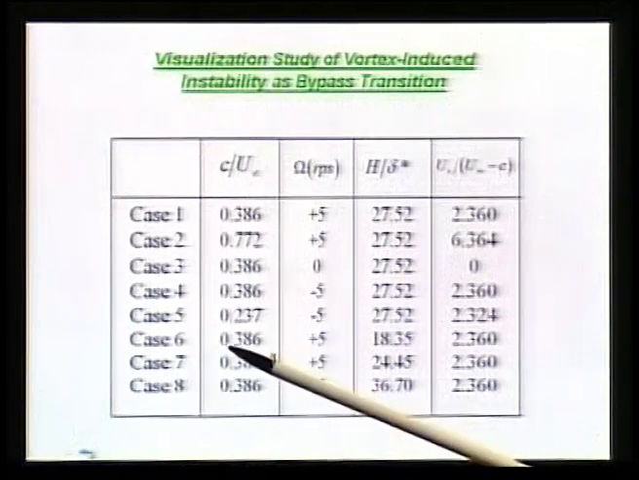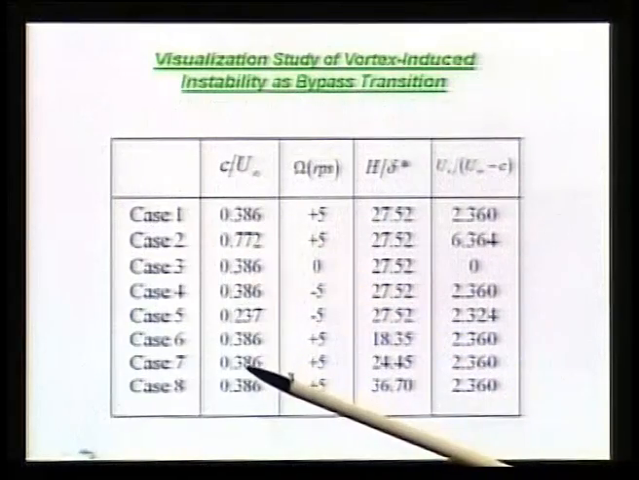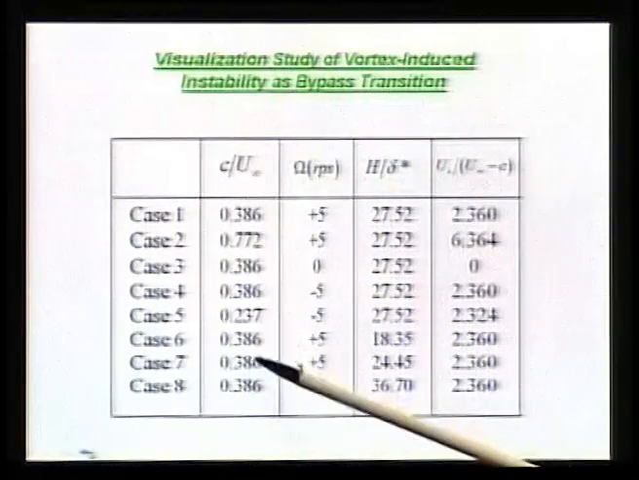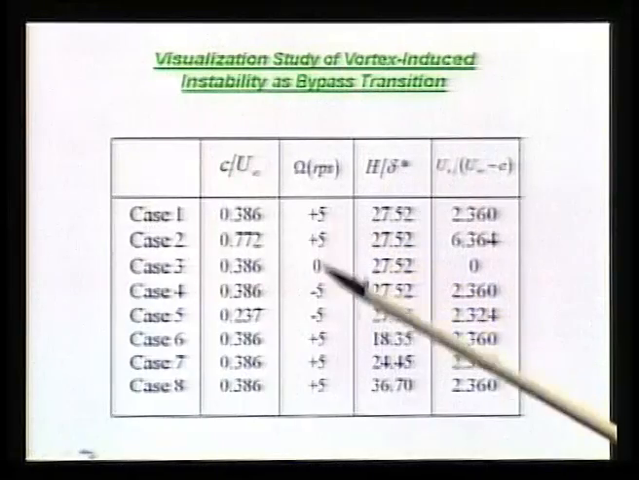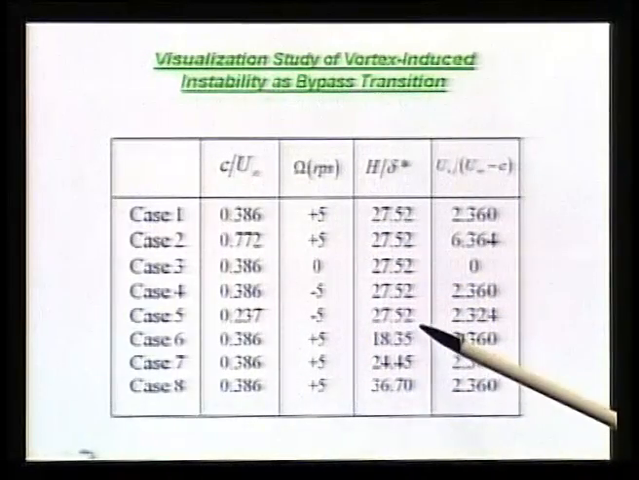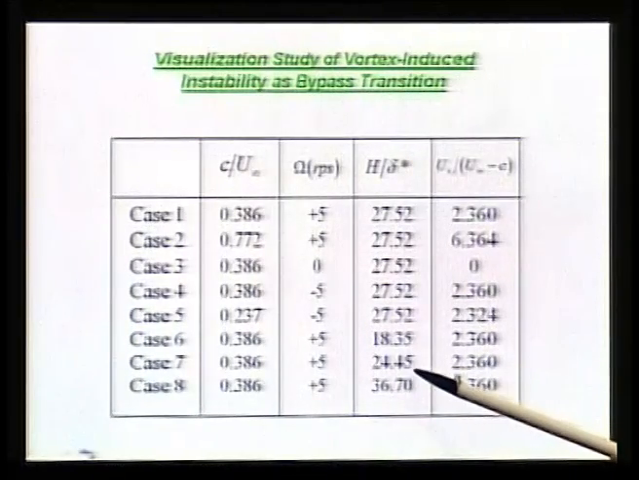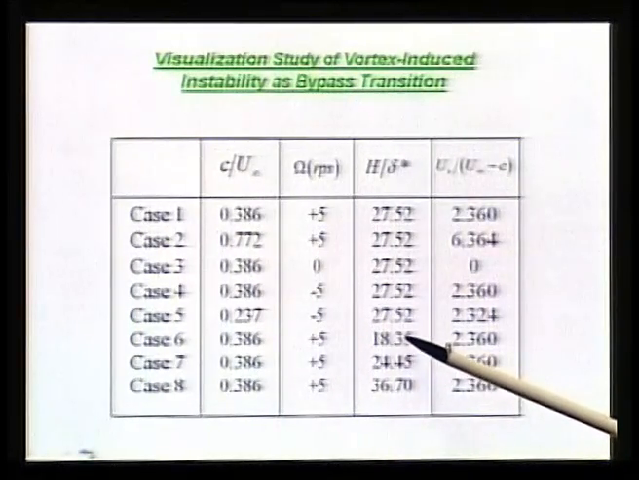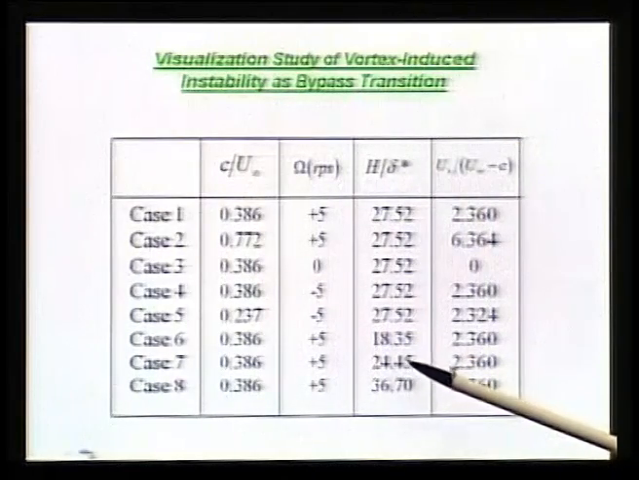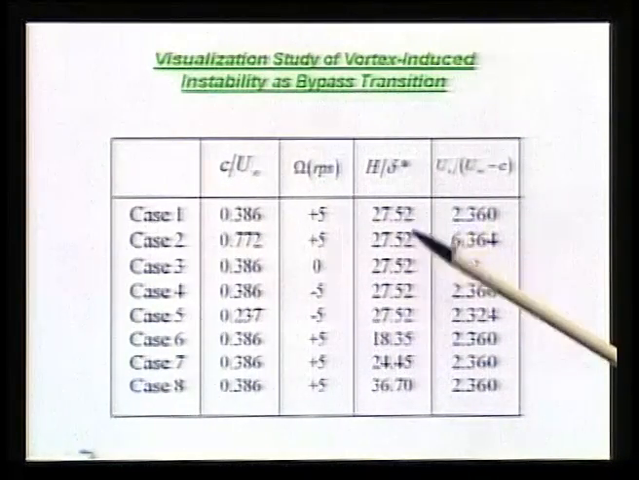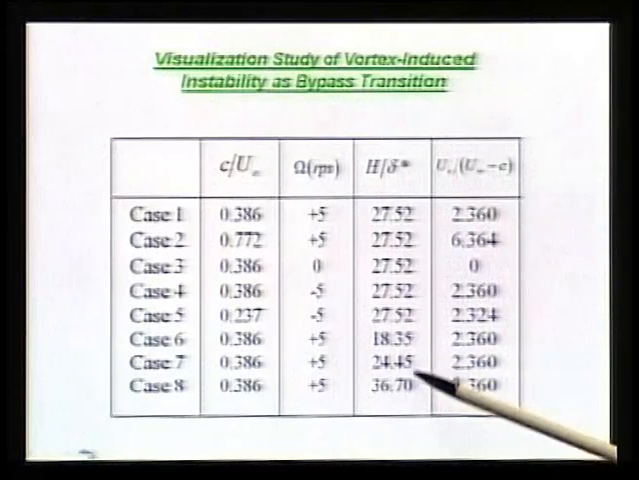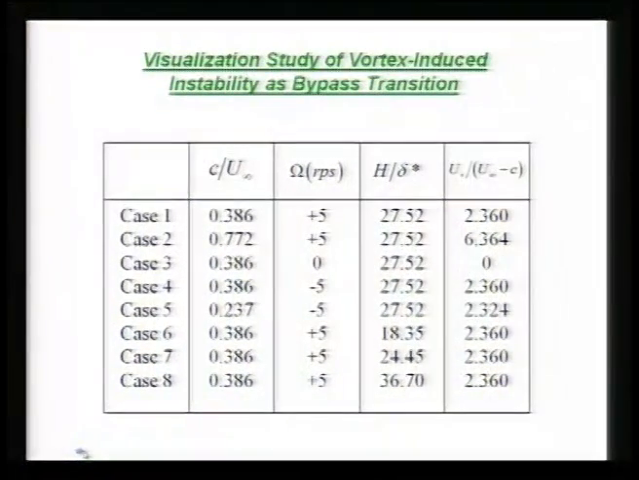The last 3 cases were the same as the first case because the convection speed is kept the same and the rotation rate of the cylinder is kept the same; it is only the distance that was varied, and there were 3 such cases. In one case it was brought closer, in another case somewhat closer to the plate, and in the last it was relegated farther into the free stream. So, we did see the cases.